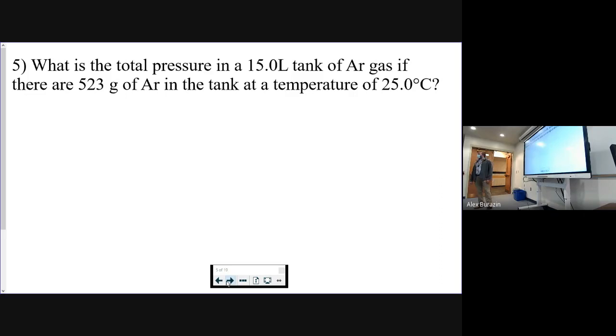What do I need to do here? This is a lot of. Yeah, it is. What is the total pressure in a 15-liter tank if I have 523 grams at 25 degrees Celsius? Okay, what have they given me? Volume, temperature. This is grams, but I can certainly convert that to moles without too much trouble, right? So we'll say that this is n. And what do I want to solve for? Pressure. So what do I need to use?